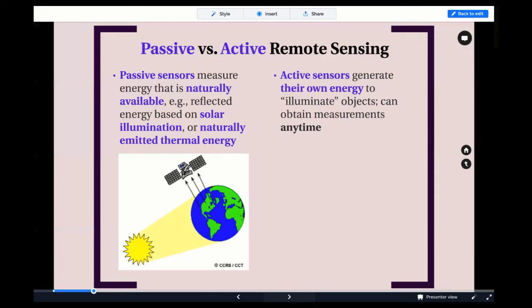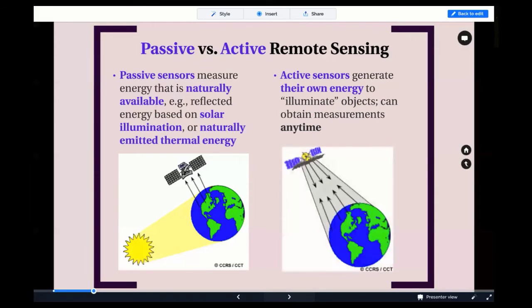And the active sensors, instead of relying on this external solar illumination, actually generate their own energy to illuminate the objects. That makes them active, and since they generate their own energy, they can acquire data anytime, day and night. There is also something more we'll talk about later today. These active sensors basically have their own energy.